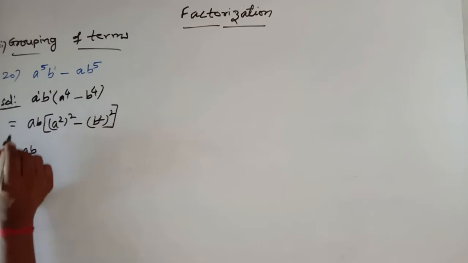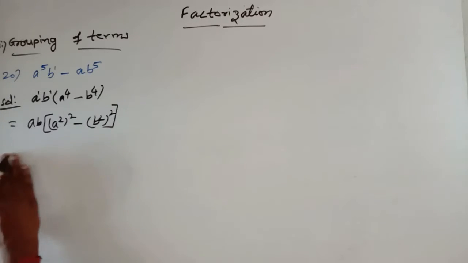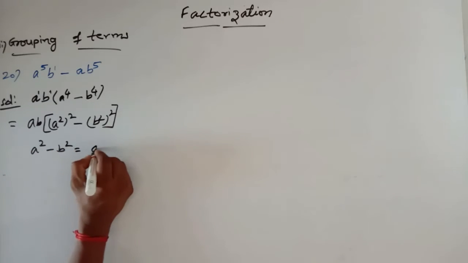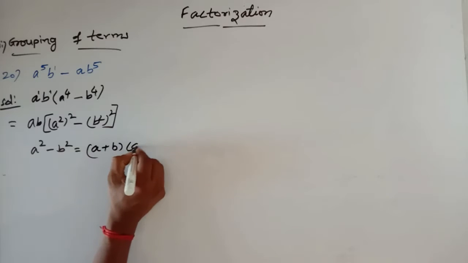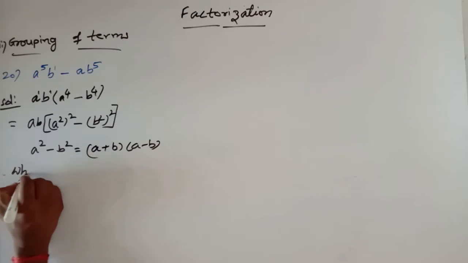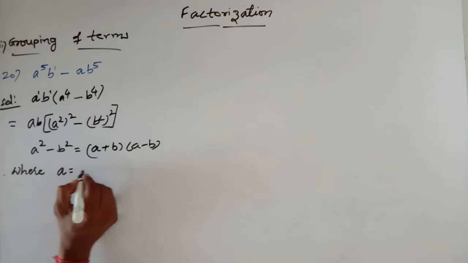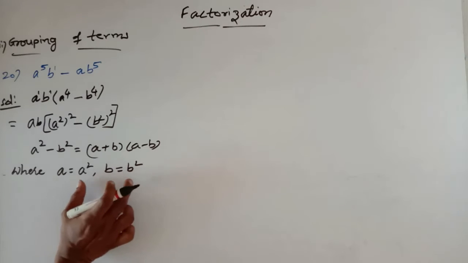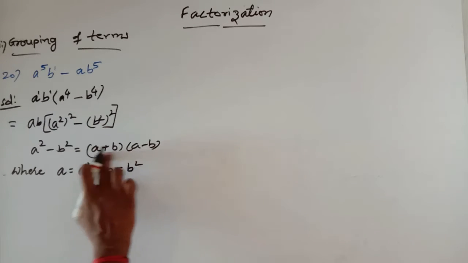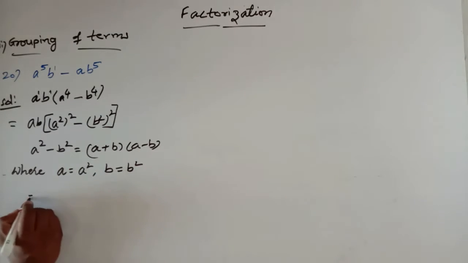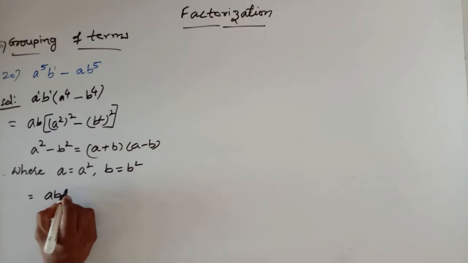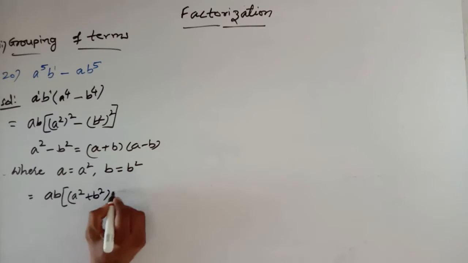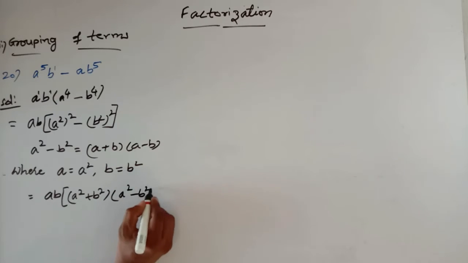Now ab into, now it is in the form of the a square minus b square formula. a square minus b square formula is equal to a plus b into a minus b, where a equal to a square, b is equal to b square. I am going to substitute these a square and b square values in this identity. That equals ab as it is, a plus b is a square plus b square into a square minus b square.